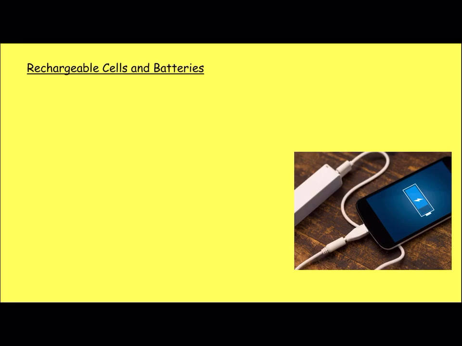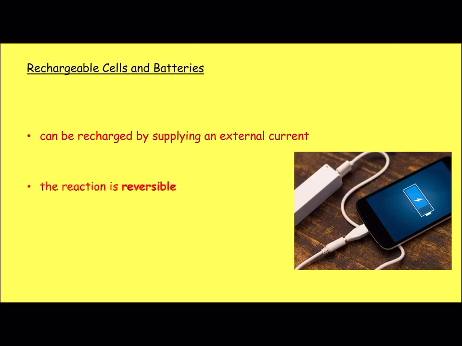How do we reverse it? How do we reverse the reaction in the battery? We have to plug it in. So a rechargeable cell or battery can be recharged by supplying an external current. That's just a way of saying we can plug it in. If we plug it in, we're going to recharge the battery. How are we recharging it? What are we doing to the reaction? We are reversing the reaction. So the reaction inside the battery is reversible.